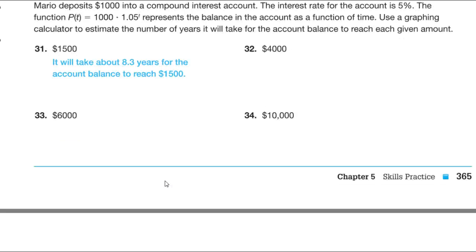For 31, we have to find how many years it will take us to make the amount that they're giving us. So again, they give us the function up here. We're just going to substitute into that. So we have P of t is equal to 1,000 times 1.05 to the t power. We want to know how many years, or t, it takes us to make $4,000. So let's plug in $4,000 here.